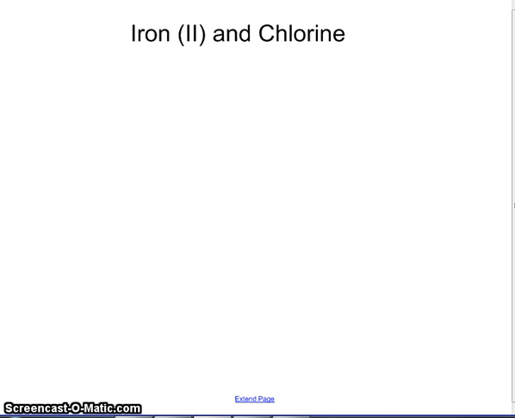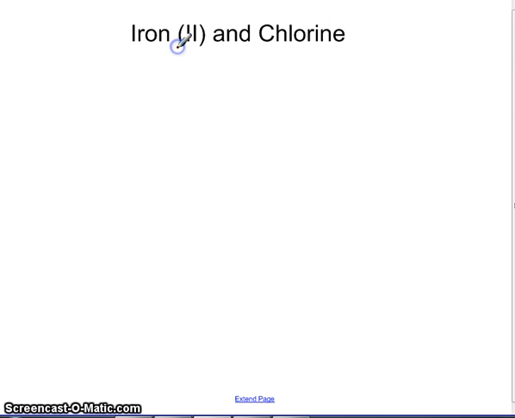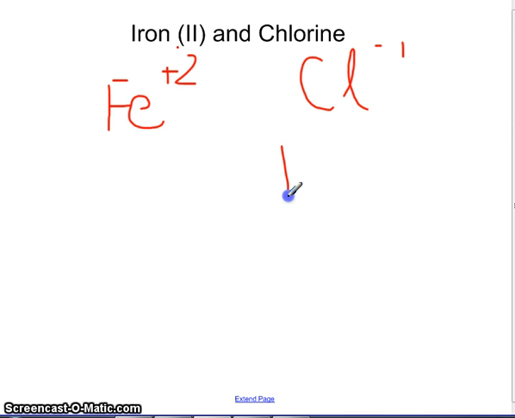For example, if we have iron 2 reacting with chlorine, what this means is that the charge of iron is 2. Because iron is a metal, it will be positive 2, because metals will always lose their electrons. Chlorine, of course, is in group 7, which means it only needs to gain 1, becoming negative 1. So if we do it the crisscross way, we will get FeCl2.